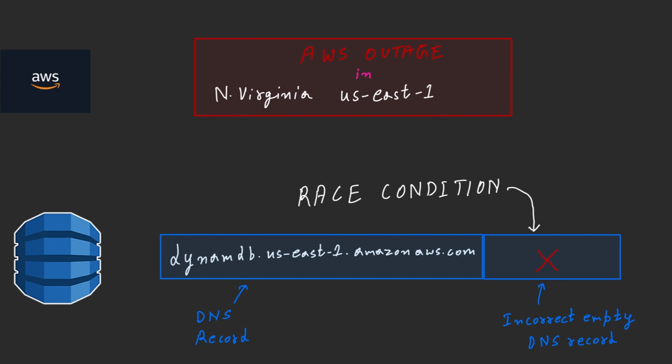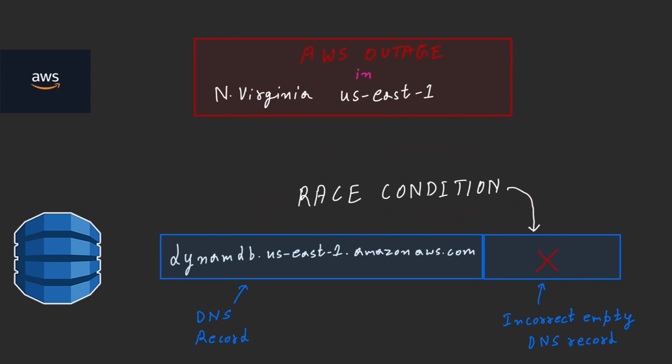Hello everyone. A few days back, we had the AWS region Northern Virginia us-east-1 outage because of a wrong DNS record entry in DynamoDB. DynamoDB services were failing because a resource entry called dynamodb.us-east-1.amazonaws.com got a false DNS record. So how did it get that false DNS record?